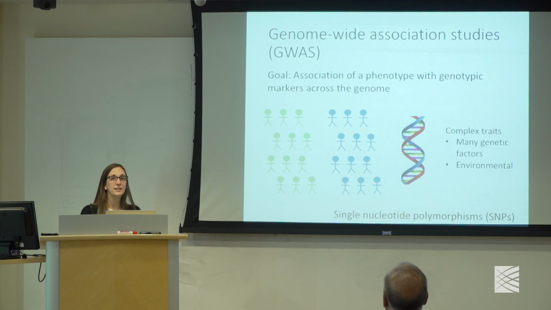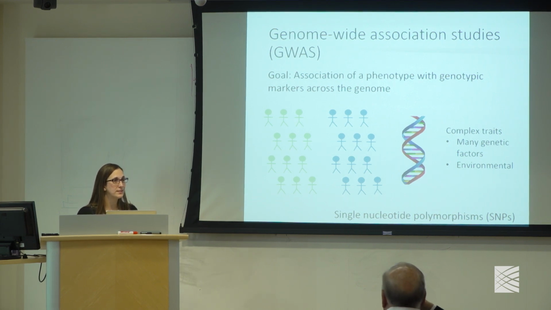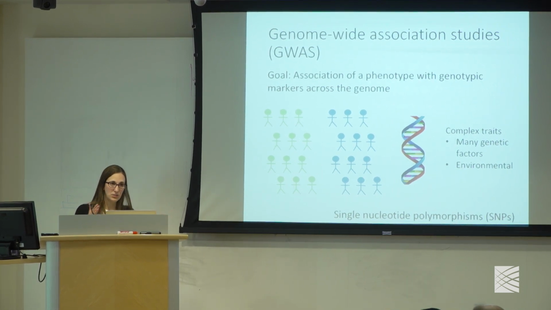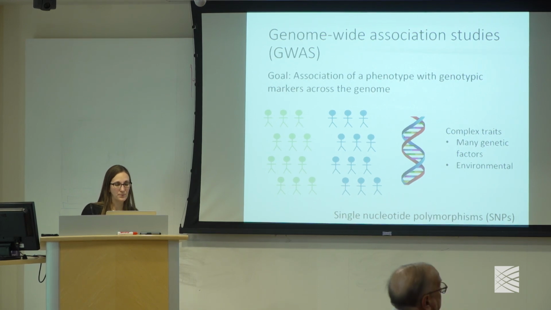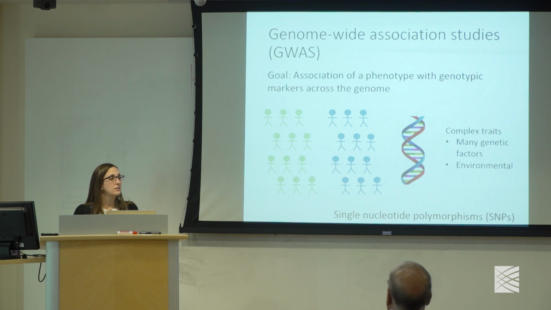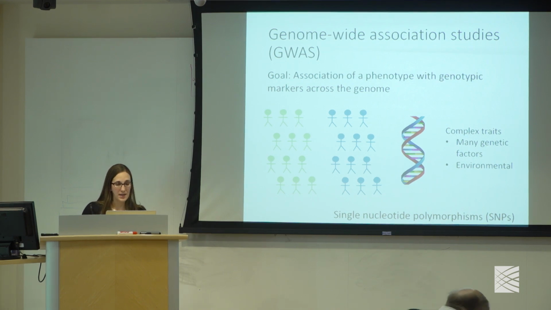Genome-wide association studies are particularly useful for complex traits. So traits that have both a genetic and an environmental component, and that genetic component is made up of really many different genes or positions across the genome, and those genes might have very subtle effects on your phenotype.